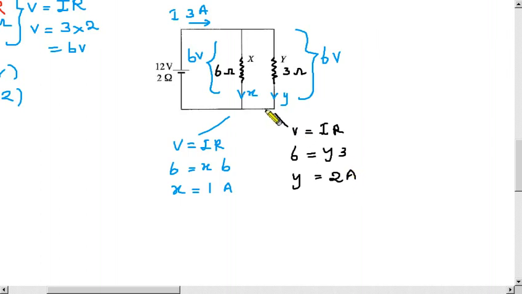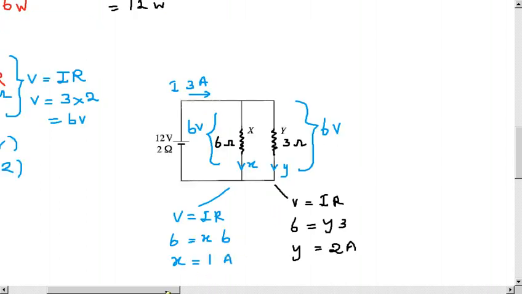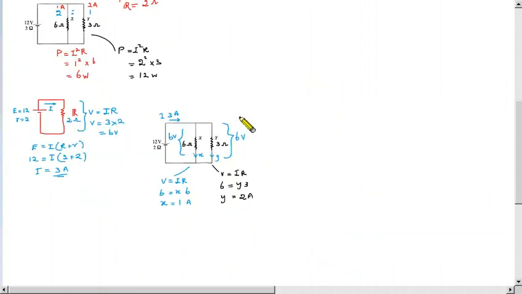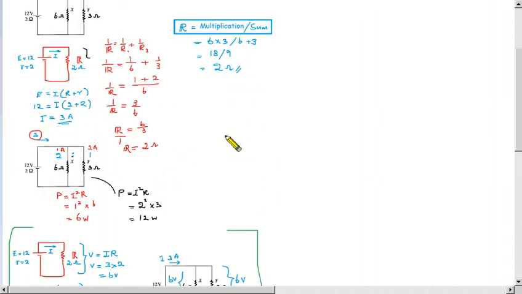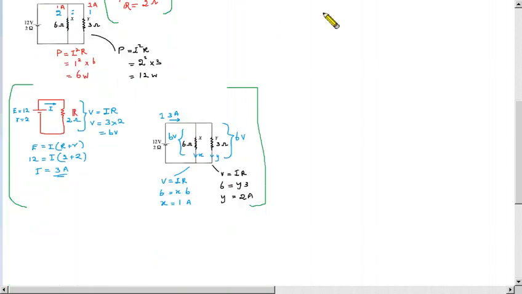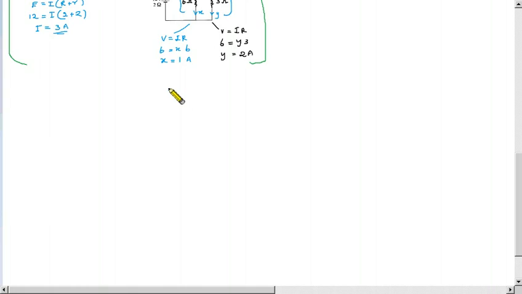So this way you can find out the currents if you don't understand the ratio method and if you don't like it. So this is the other method. I will put it in brackets, because I normally use the ratio method, that is easier. This one also I will place in brackets because I use the multiplication divide by sum method. However, now we know the current.